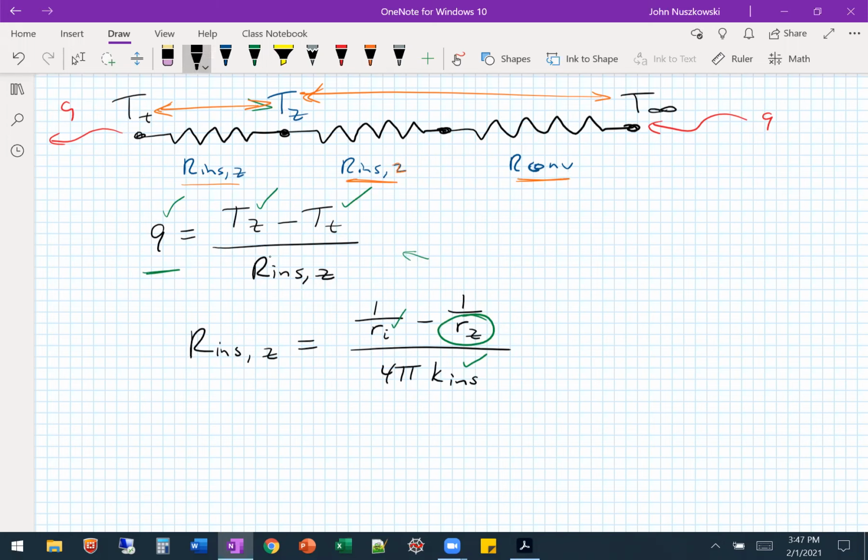All right, so we now have just one unknown between those two equations. If we solve for it, we get 2.189 meters.